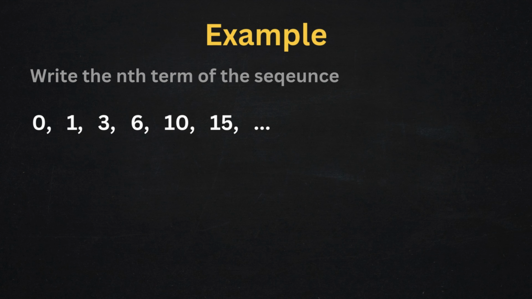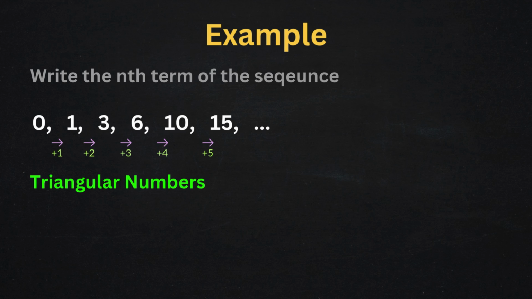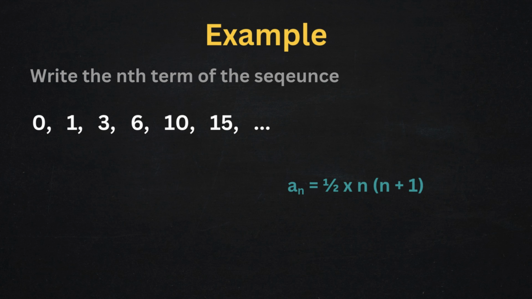All right, write the nth term of the sequence 0, 1, 3, 6, 10. First question, is it arithmetic? No, because it's increasing by 1, then by 2, then by 3, so clearly these are triangular numbers. Now, if they were original triangle numbers, they should have started from 1, right? But here they start from 0, so it means we have a backward shift. Therefore, instead of n, we'll use n minus 1.